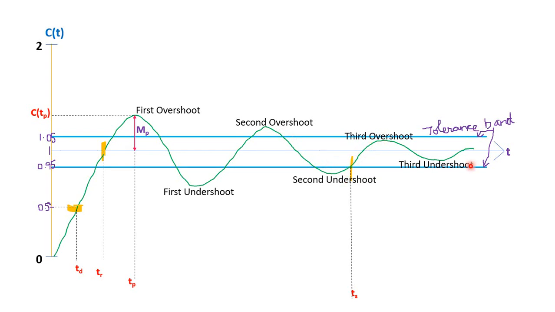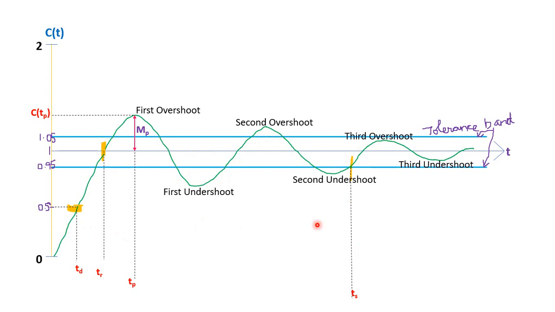So that is why these two lines are the tolerance band. Normally a 5% tolerance band or a 2% tolerance band is used. Here, for the understanding of the learners, I have taken a 5% tolerance band. So it is the time taken by the system response to reach and stay within the band. Here it only reaches; in many places it reaches the tolerance band, but here only it stays within the tolerance band. Therefore, this time is the settling time.